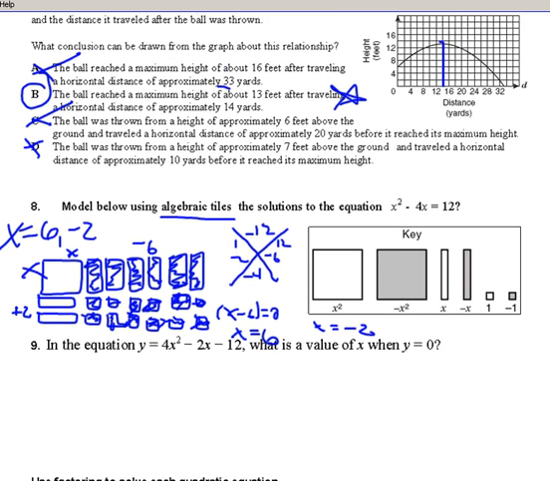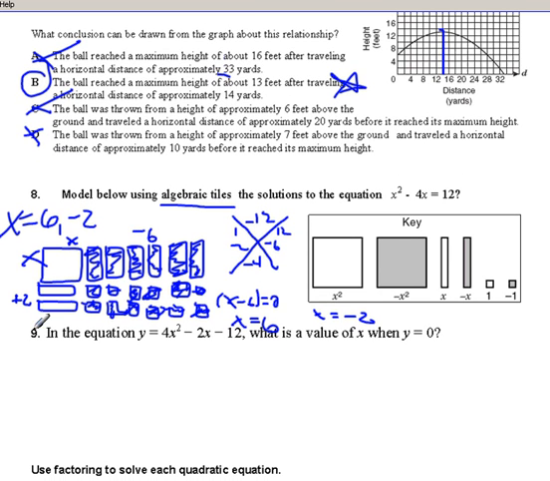Number 9. In the equation 4x squared minus 2x minus 12, what is the value of x when y equals 0? So you just put a 0 right here where the y is. And find x. And you know several different methods of solving. You can solve by quadratic formula. You can solve by factoring. You can solve by square root method, completing the square.